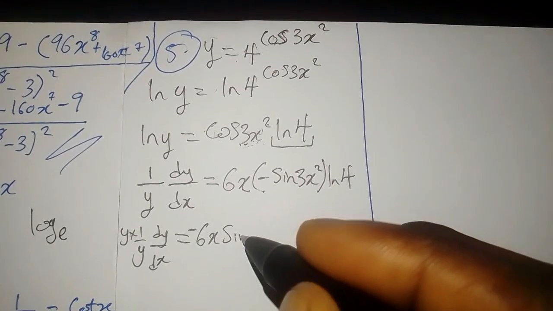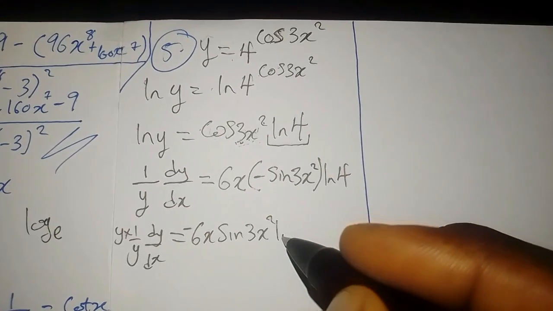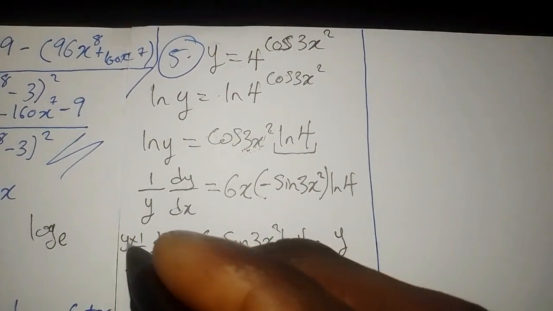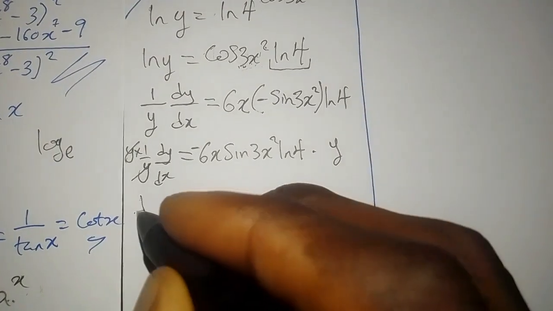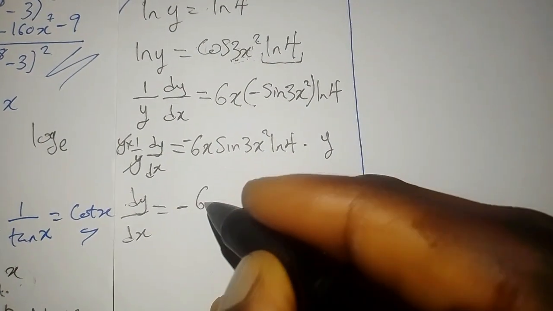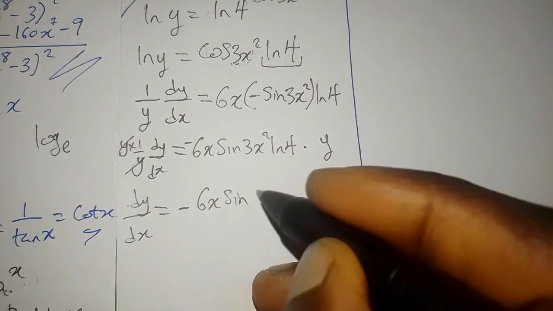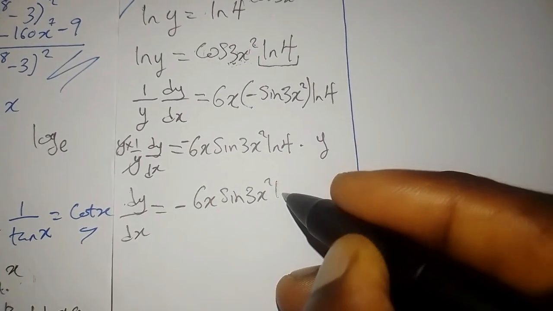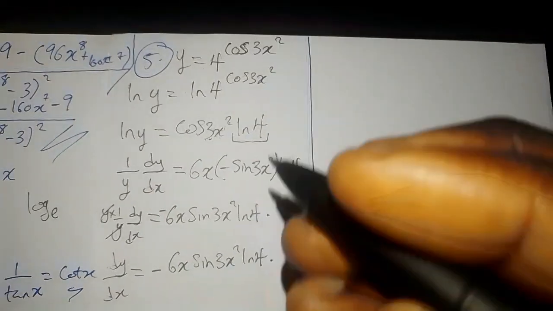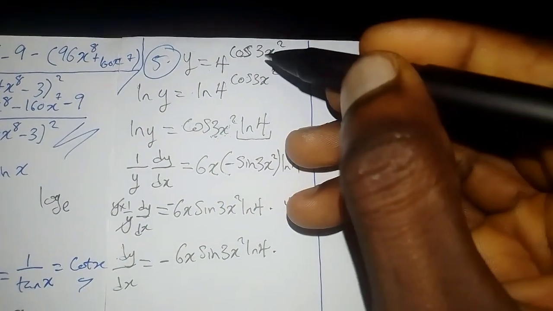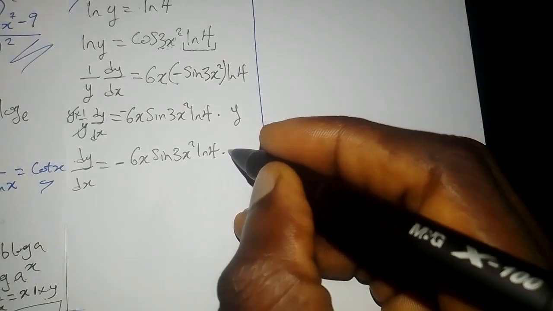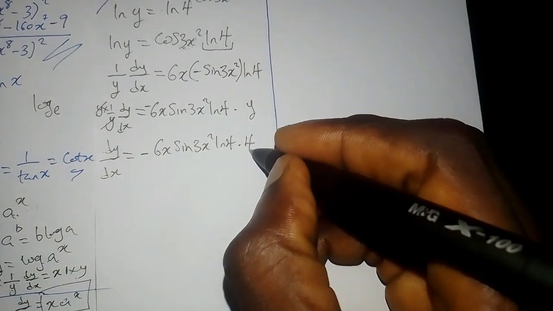Y cancels y, so dy/dx is then equal to minus 6x sine 3x square ln 4 multiplied by y. What is y itself? Y itself is 4 raised to power cos 3x raised to power 2. So multiply by 4 raised to power cos 3x square. Can I stop here? Yeah, but let's finish it.